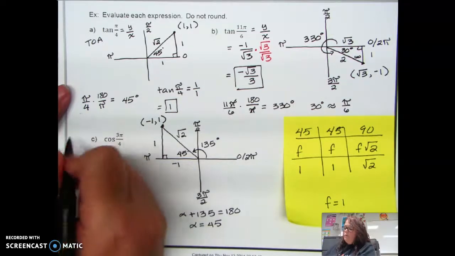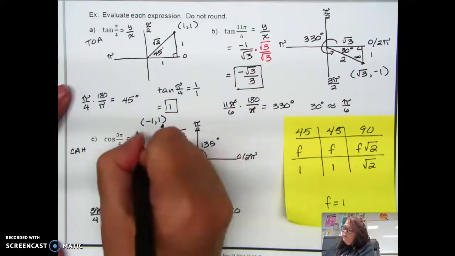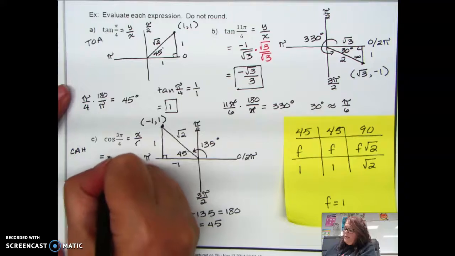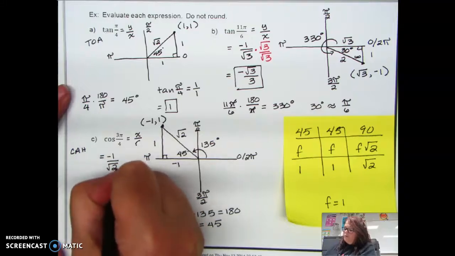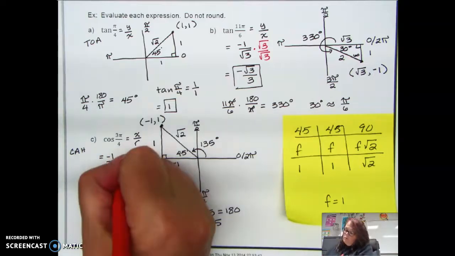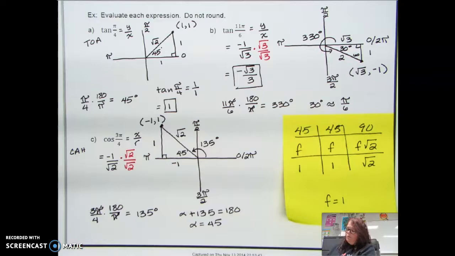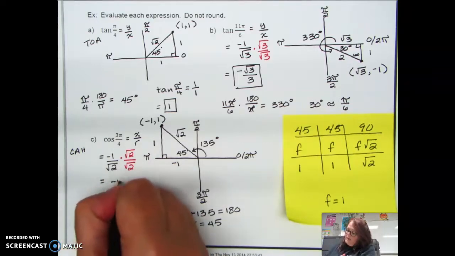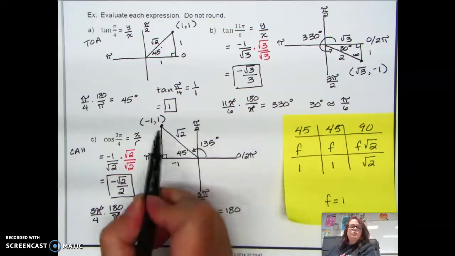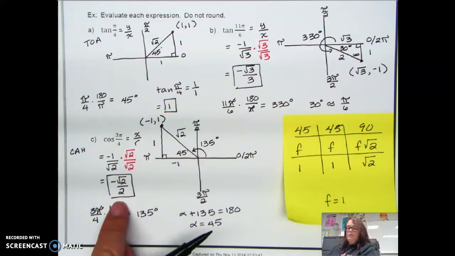So again, with cosine, we could do CAH and say adjacent over hypotenuse, or we could use our formula and say cosine is x over r. So either way, we get negative 1 for x, and we get r's root 2, or negative 1 for adjacent, and hypotenuse is root 2. And then to rationalize that denominator, I'd multiply by root 2 over root 2, and that gives me negative root 2 over 2. And in all of these cases, you could do All Students Take Calculus. You'll notice that since sine is the only positive one here, cosine should be negative.